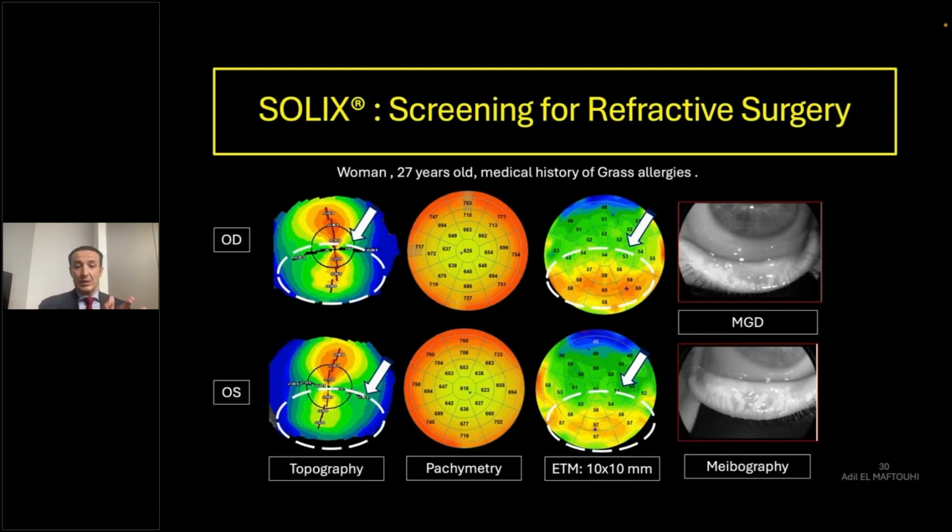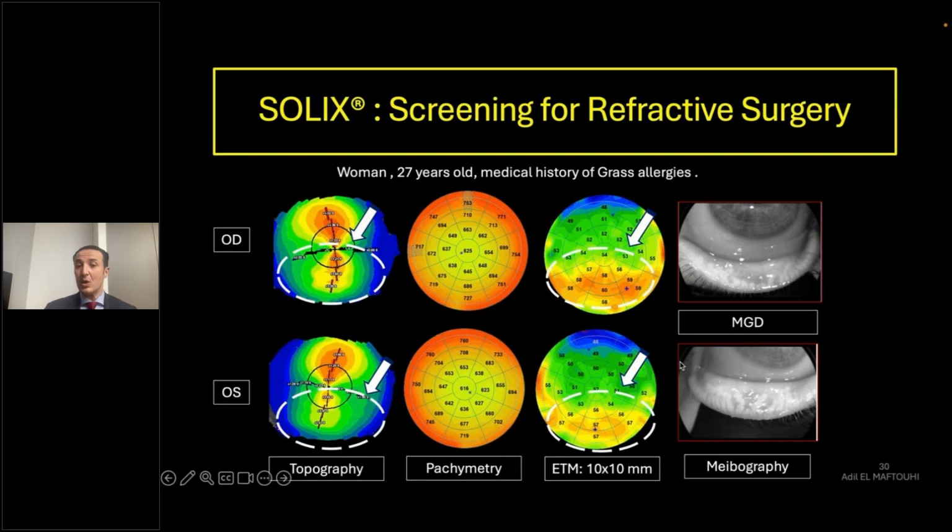So we have observed the different stages of the epithelium remodeling due to dry eye. And look here, the correlation with the corneal topography, sometimes inducing corneal asymmetry. This is the case of this young girl with a medical history of grass allergy, and this woman was a candidate for refractive surgery.